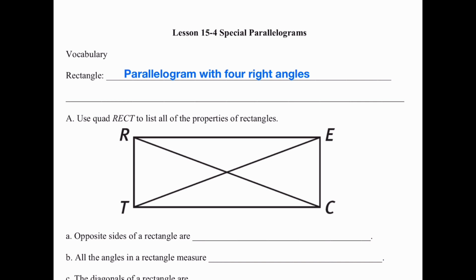In these notes, we are going to talk about 3 parallelograms that I think all of you have heard before, starting with a rectangle. A rectangle is a parallelogram with 4 right angles. What's important about this is because a rectangle is a parallelogram, it shares all of the same properties as a parallelogram. So we know in a parallelogram, the opposite sides are parallel and congruent.